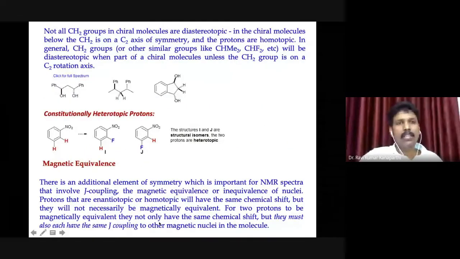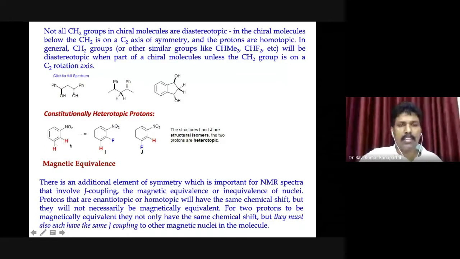Okay, so it is not necessarily the case that all the CH2 protons in chiral molecules are diastereotopic. This is one example. There is another example, because when you make a substitution, what we essentially get is an identical thing. These two are actually called homotopic protons. Okay, because there is a C2 axis. Similarly, these are the examples of heterotopic protons. Okay, so you have two protons.